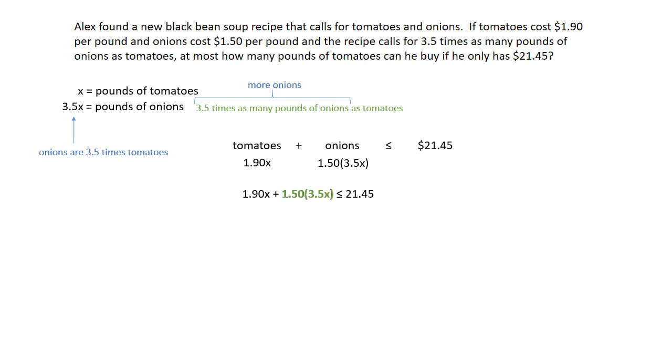The next thing you'll do is go ahead and multiply the $1.50 by the 3.5, and that's going to be 5.25x. Then on the left side of the inequality there are like terms, so you can combine those, and when you add $1.90 and 5.25, we're going to get 7.15. And as a final step, we're going to divide by the 7.15 on both sides. And you get x is less than or equal to 3. And what that's telling us is he can buy at most 3 pounds of tomatoes.